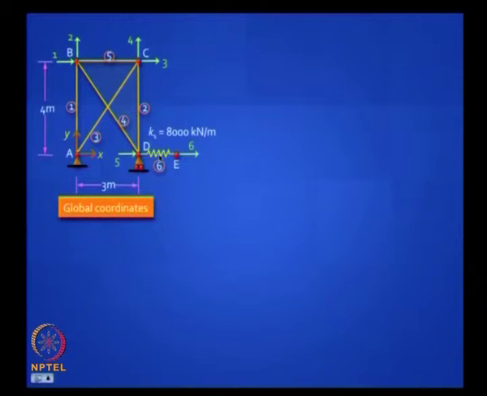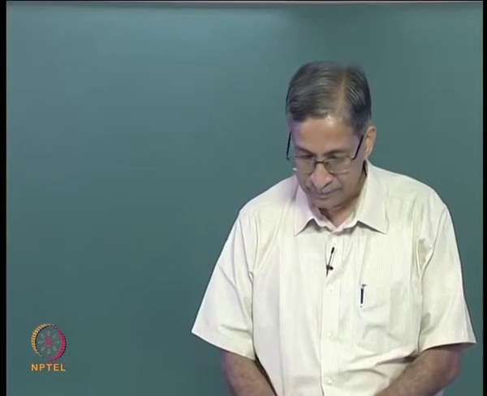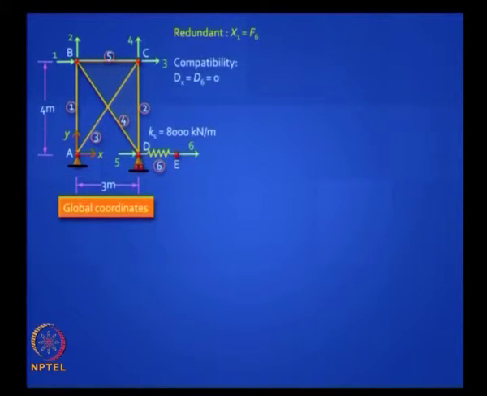How do we proceed? Well, we will define the same global coordinates, but we will choose the force in that spring as the redundant. The spring can be treated as another axial element. We have done the same problem by one of those stiffness methods, okay. So F6 is x1, the degree of static indeterminacy is 1 in this simple problem, and the compatibility requirement is dx is 0, d6 is 0.